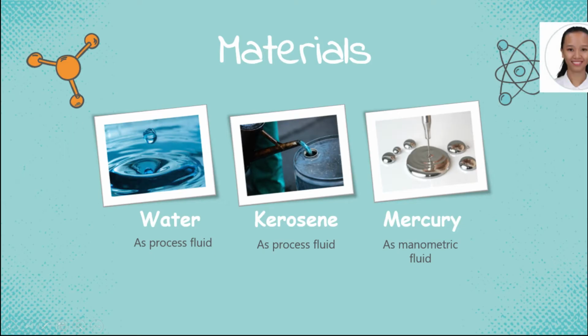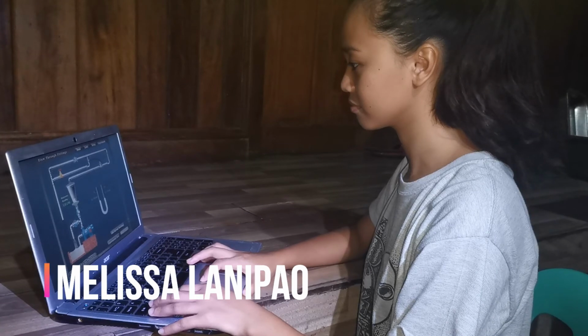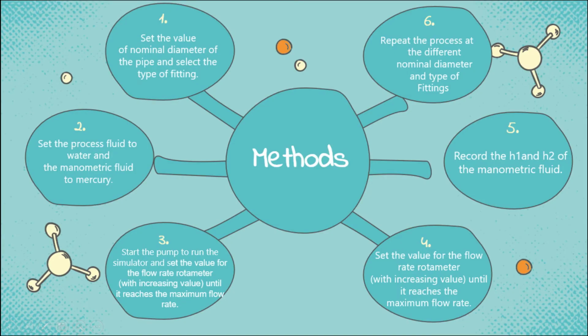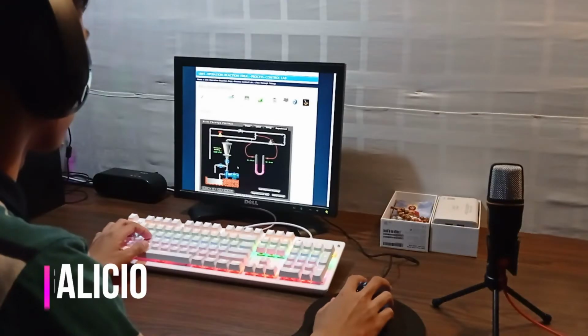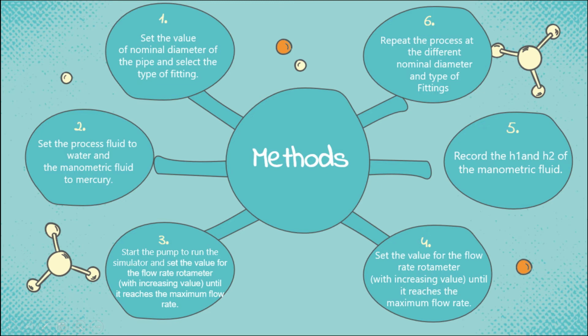These are the materials that we used in the flow-through fitting experiment: water and kerosene as the process fluids and mercury as the manometric fluid. These are the procedures on how we conducted the experiment. First, set the value of the nominal diameter of the pipe and select the type of fittings. Second, set the process fluid to water and the manometric fluid to mercury. Third, start the pump to run the simulator.